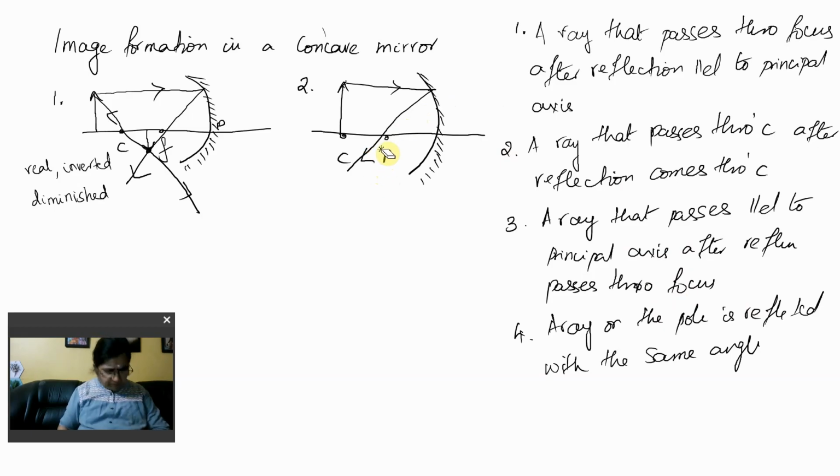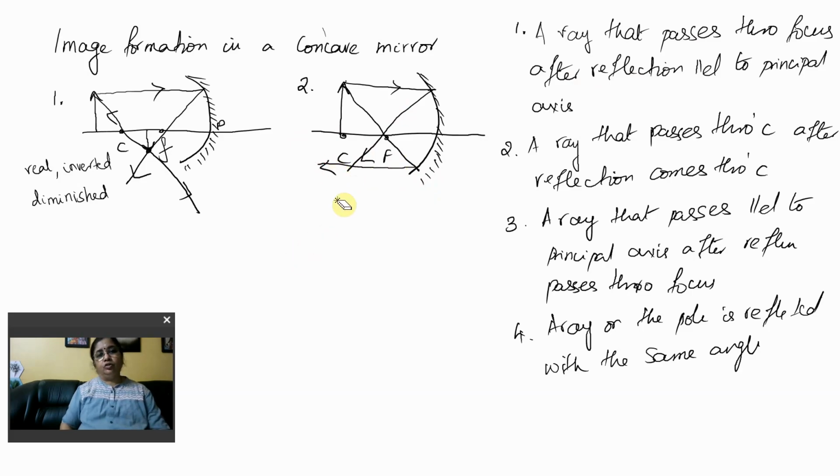Then I will have rule number 2. But I cannot have the ray passing through the center, so I cannot have rule number 2. So I will have rule number 1. First we use rule number 3. Then I'll have rule number 1. The ray passing through the focus is hitting here. After reflection, how will it go? It will go parallel to the principal axis, rule number 1. It is reflected back like this.